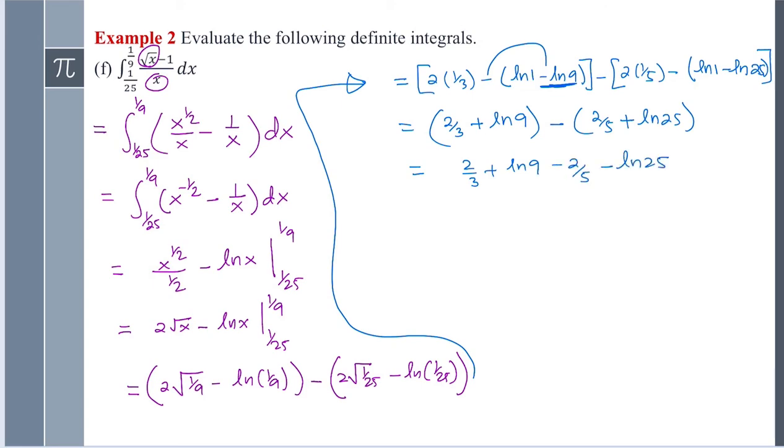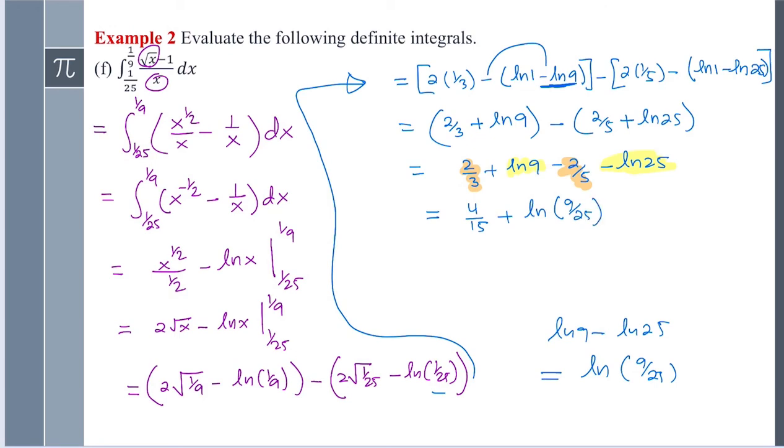Now let's open this parenthesis, so we get 2/3 plus natural log of 9 minus 2/5 minus natural log of 25. So now we can combine these two numbers, and then we can combine the logs: natural log of 9 and minus natural log of 25. So 2/3 minus 2/5, you can do the math, is 4/15, plus natural log of 9 minus natural log of 25. We are going to use the same rule that we used earlier. Combining these two gives us natural log of 9 over 25.